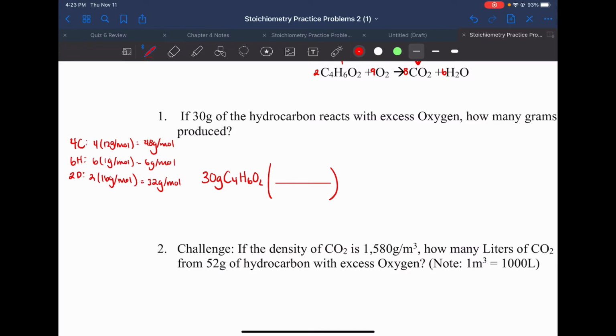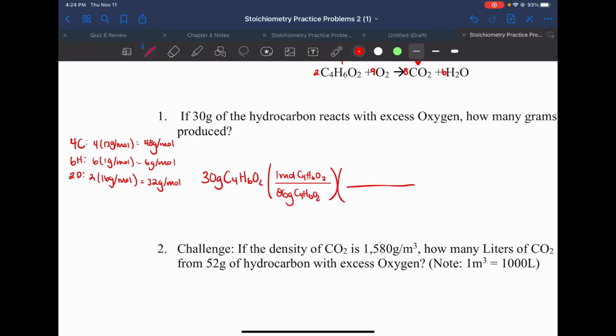And that's going to give us a total... sorry, I forgot my calculator. Total of 48 plus 6 plus 32 gives us a total of 86 grams of C4H6O2. Now, ask yourself, why are we dividing by grams? Right? It's because we're canceling it out. We want to get to moles so that we can get onto the mole train.